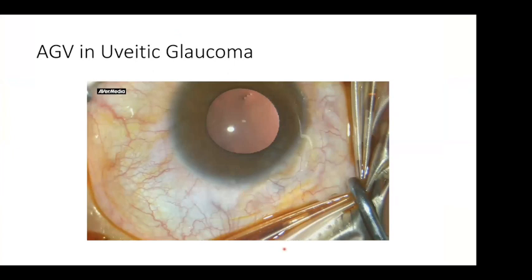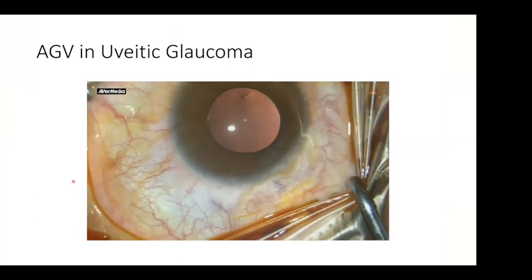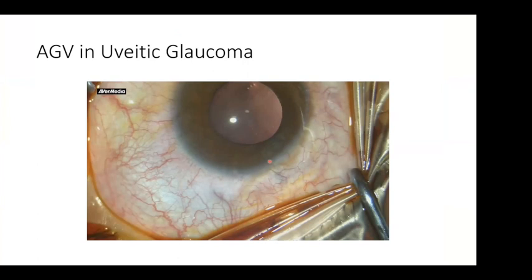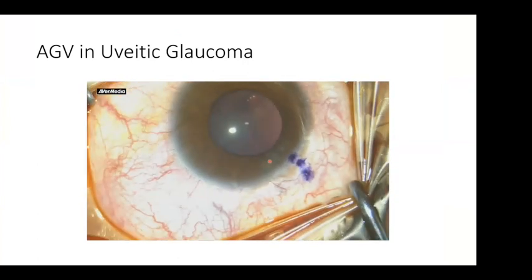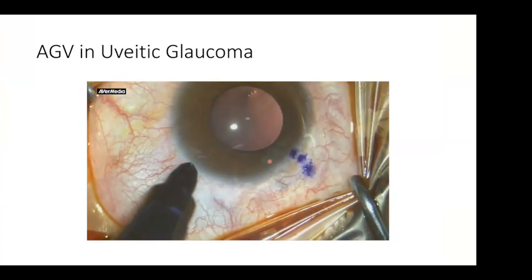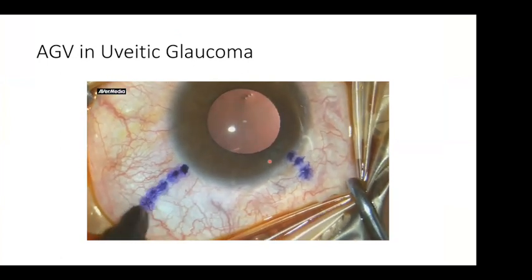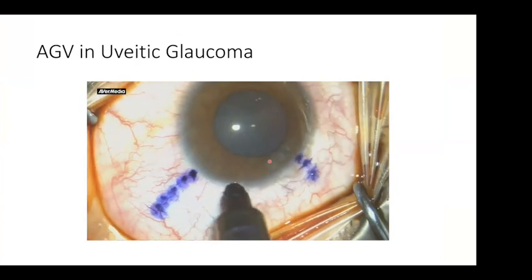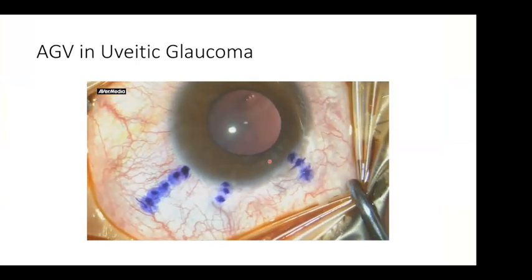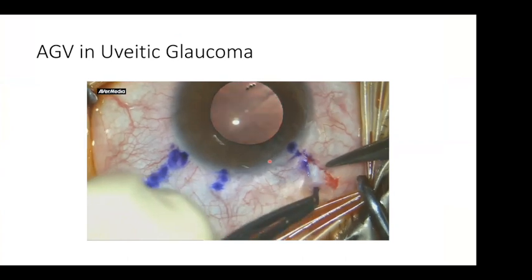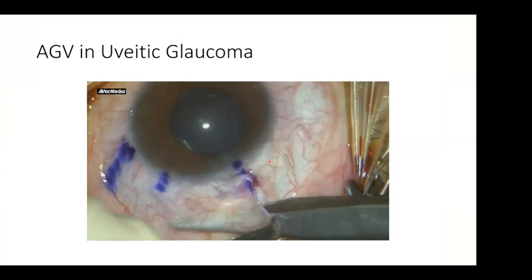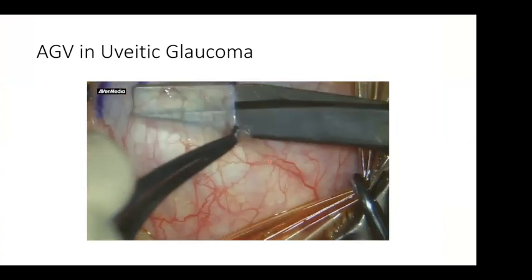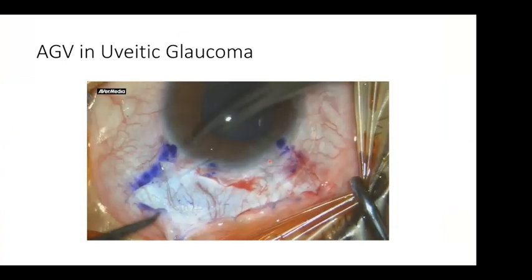Uveitic glaucoma is one of the indications for surgery, and you can see the atrophic iris from the attacks of uveitis. Again, there is a growing interest in managing uncontrolled uveitic glaucoma with implants, because they think the implants are much more tolerant to the attacks of uveitis if it happens in the future. Yes, there are some other techniques. There is angle surgery, there is trab, but valves come on the top of the list.